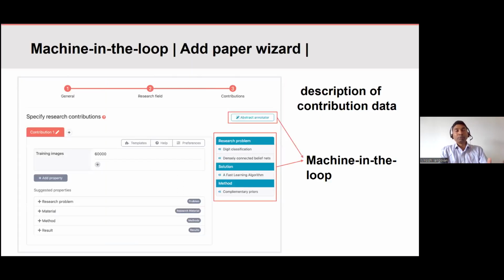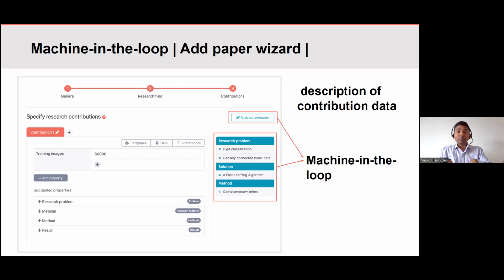So if you go into the ORKG system, as I mentioned, the basic unit of publishable science is basically a paper or an article. So that is what we have here. We have something called the add paper wizard, which, when you import the article, most of the metadata is already extracted if it is in the right format. And then there is also description of the contribution data, such as the salient features, that are extracted.